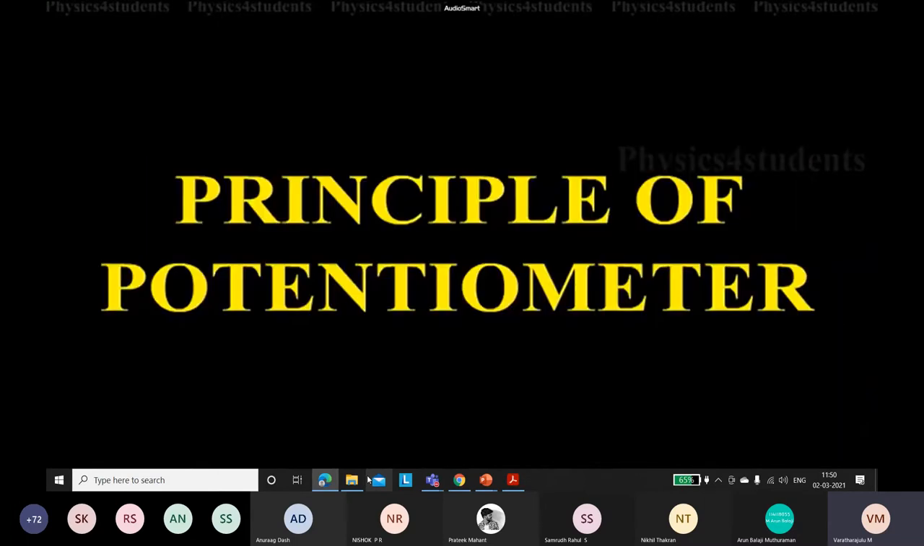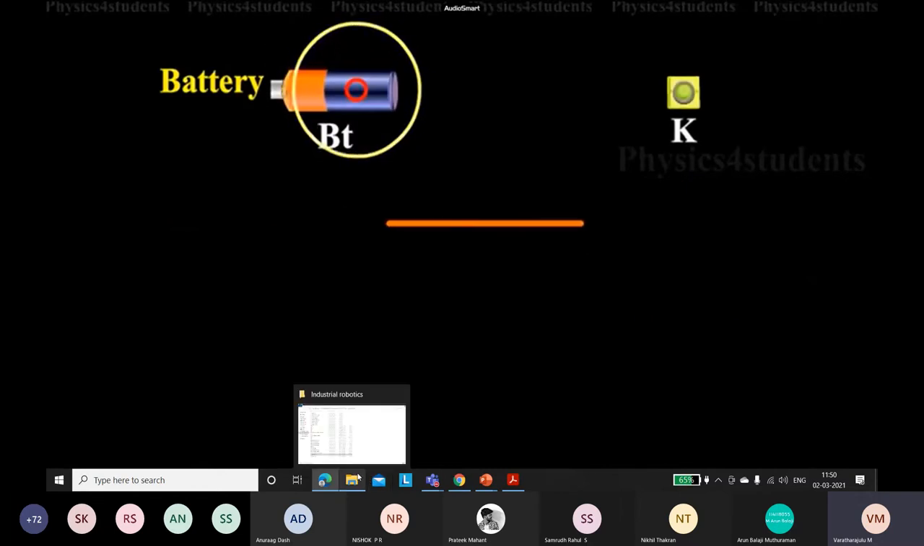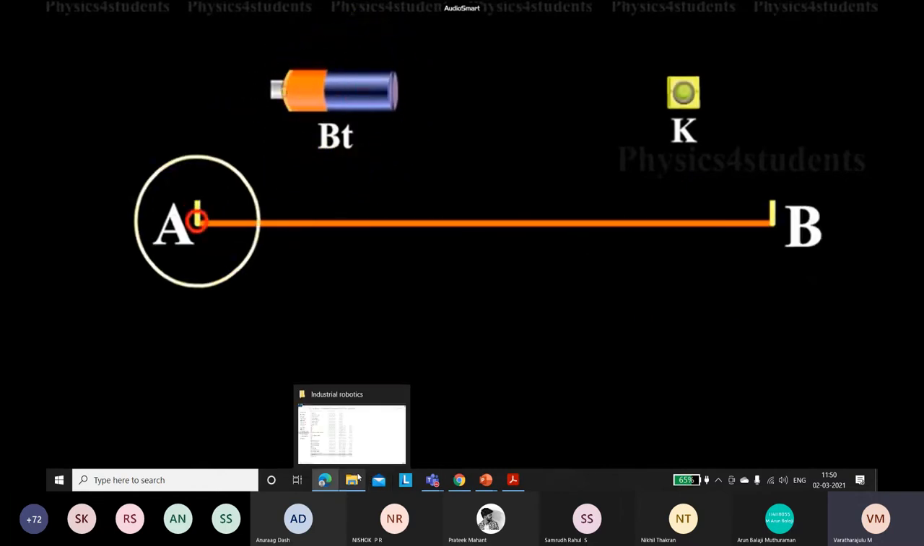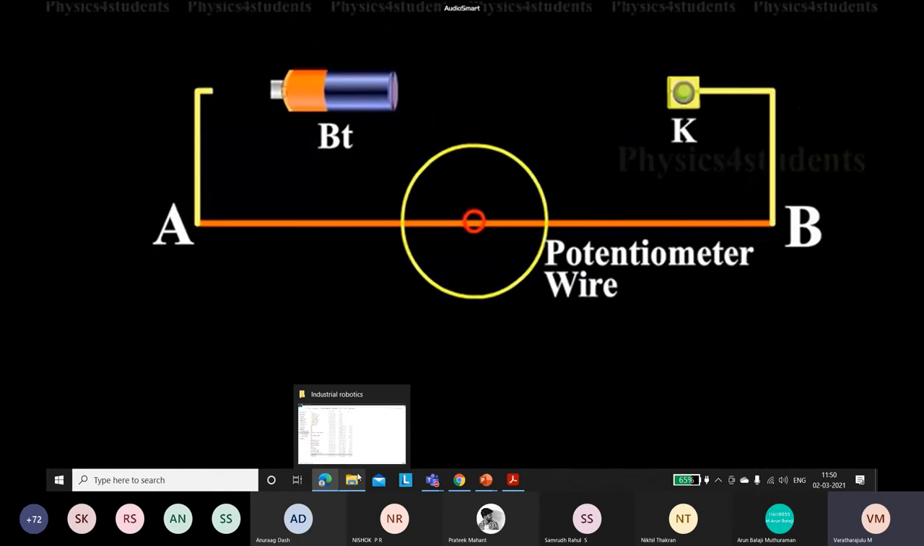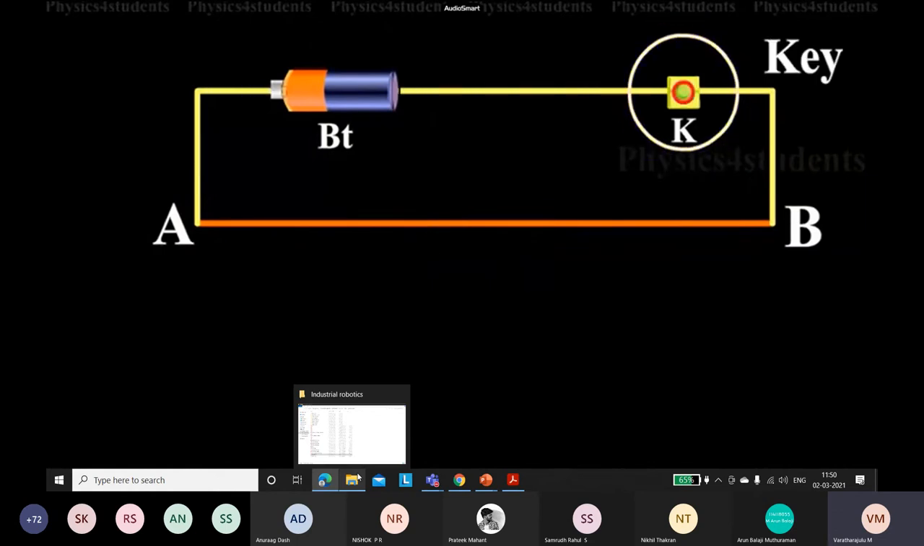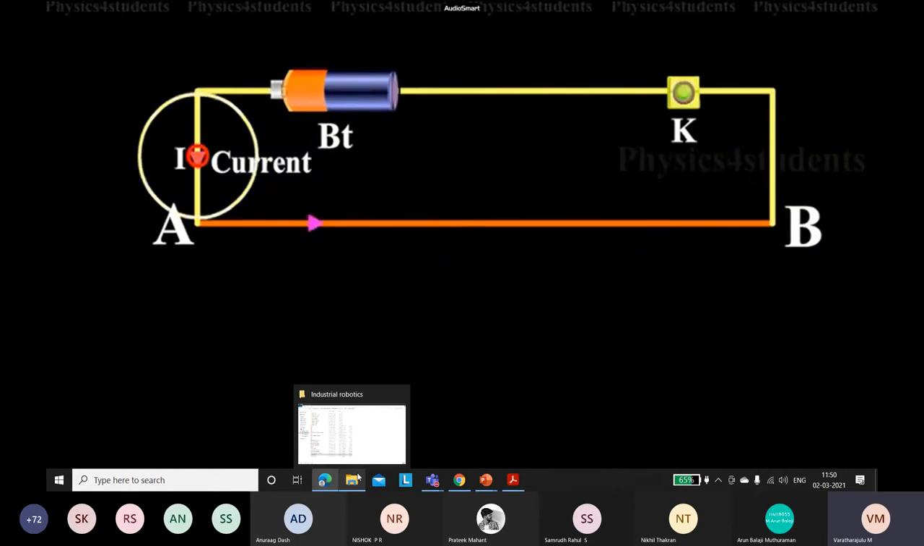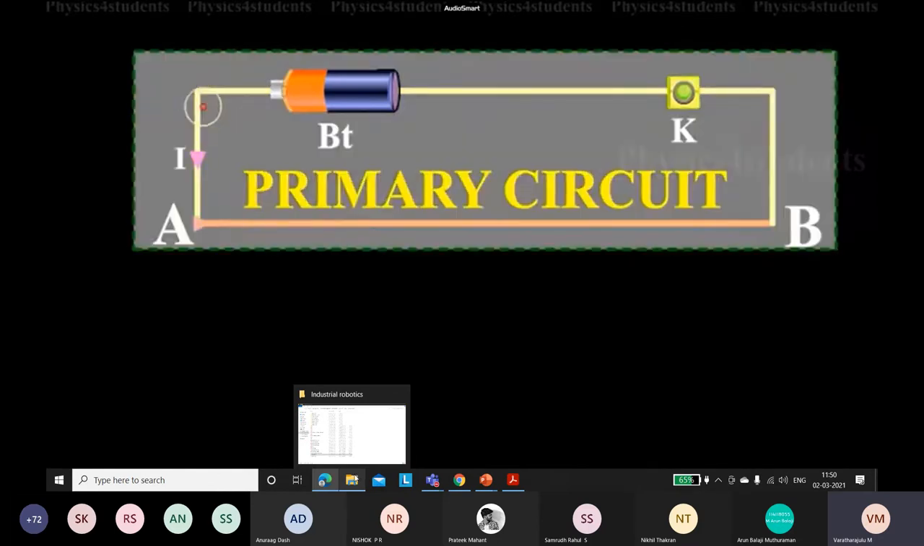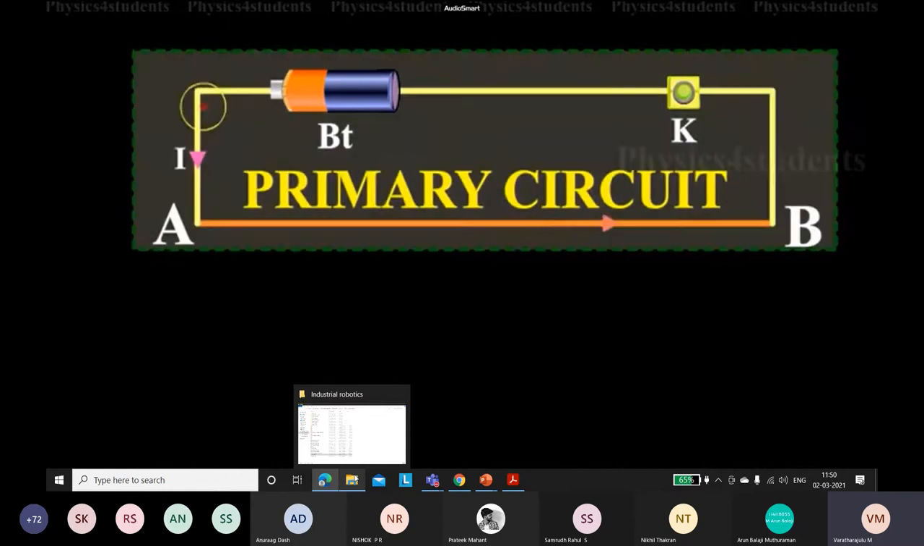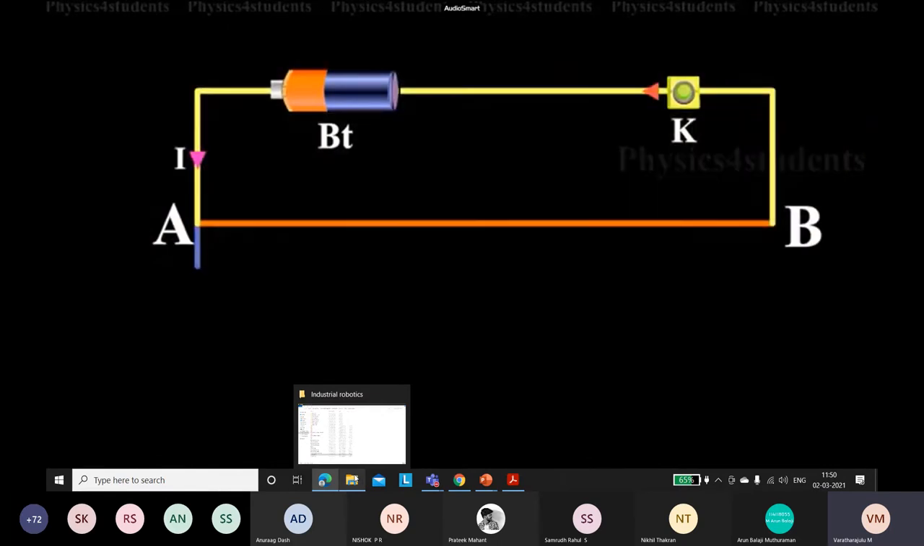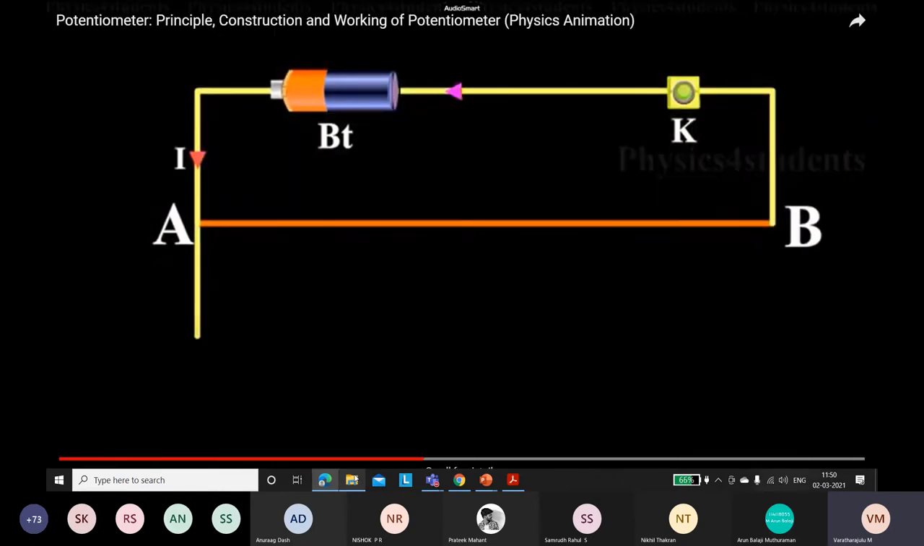Principle of potentiometer. A battery BT is connected between the ends A and B of the potentiometer wire through a key K. A steady current I flows through the potentiometer wire. This forms the primary circuit. The primary circuit consists of the key and battery alone.